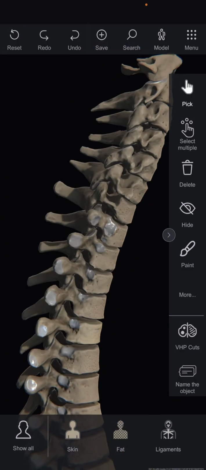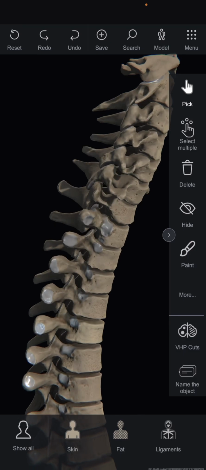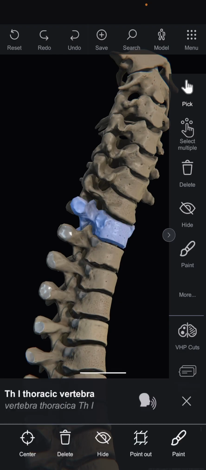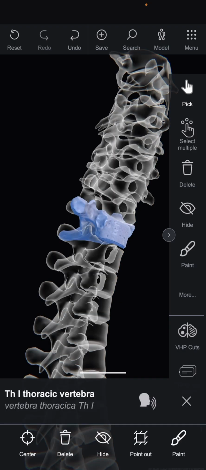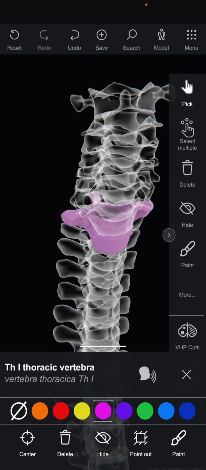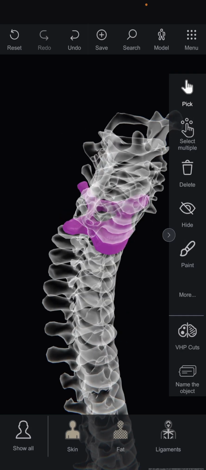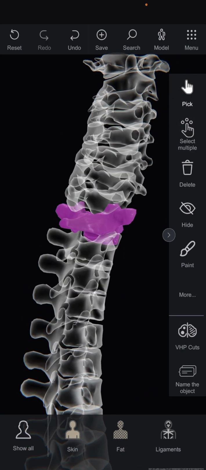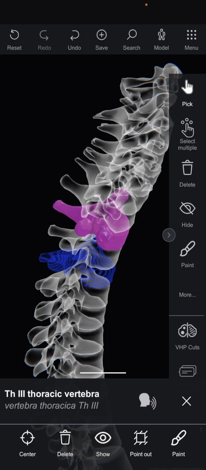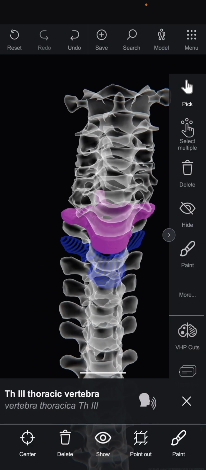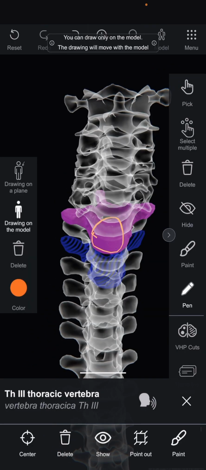T1 is also different from the other thoracic vertebrae. This is the T1 thoracic vertebra, the first thoracic vertebra. We have two parts: first the body and arcus. We have the body of the vertebra and the arch of the vertebra, corpus vertebra and arch vertebra. These are the two main parts which we have in each vertebra except the atlas.